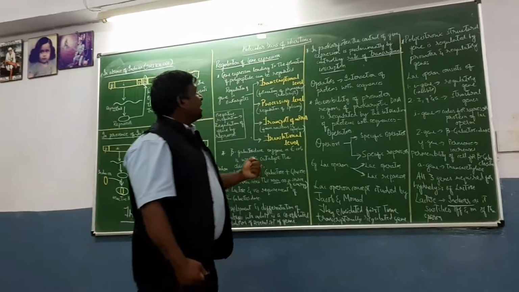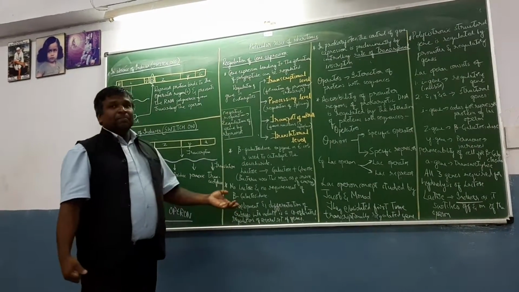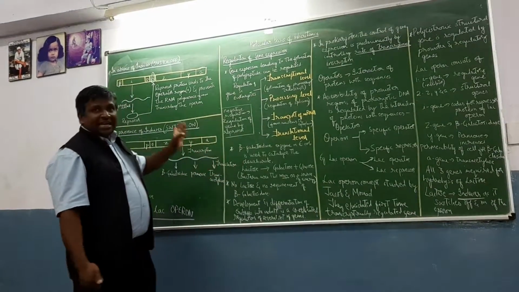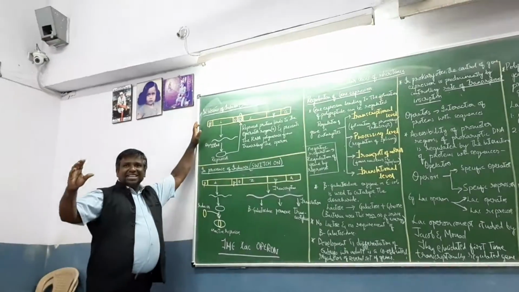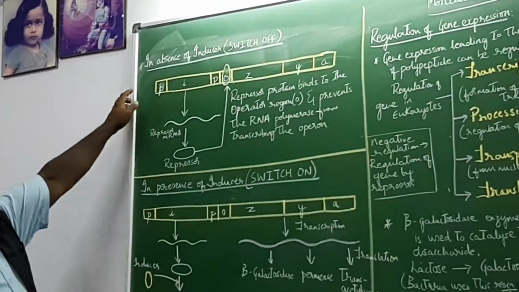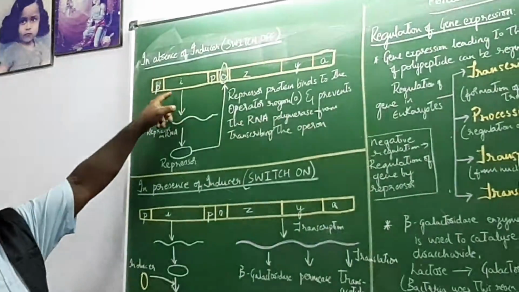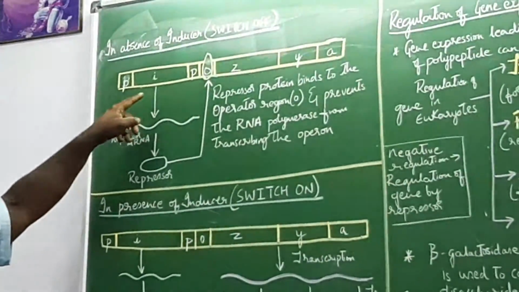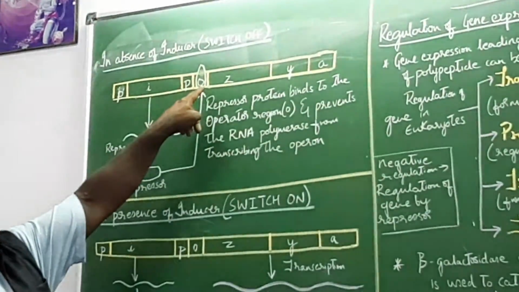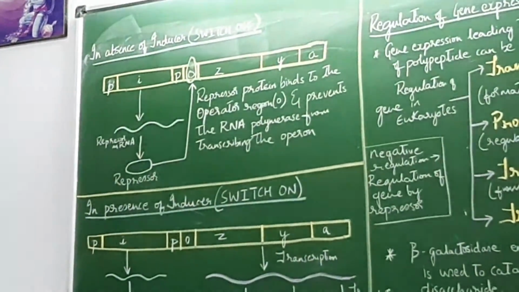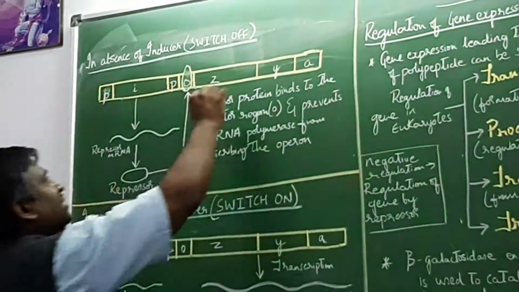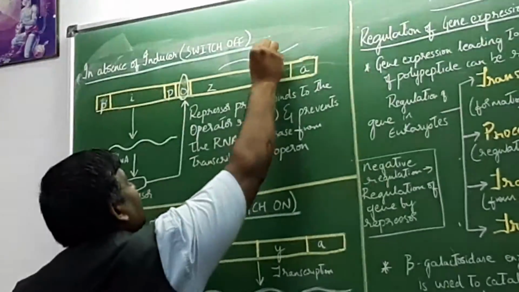So we are going to study the lac operon concept. Now look at this diagram. In the lac operon genes, there is a promoter gene, I gene, P for promoter, O stands for operator, Z, Y and A. They are called structural genes. Z, Y and A are called structural genes.